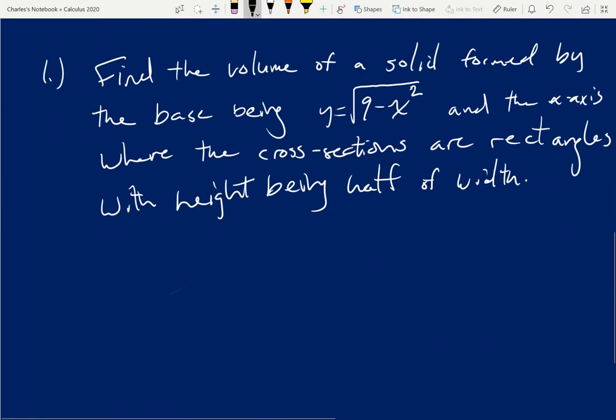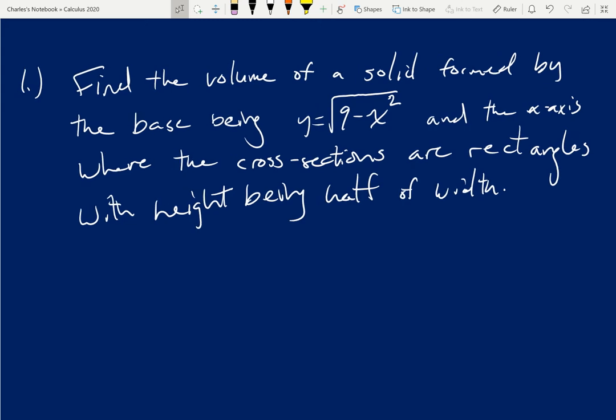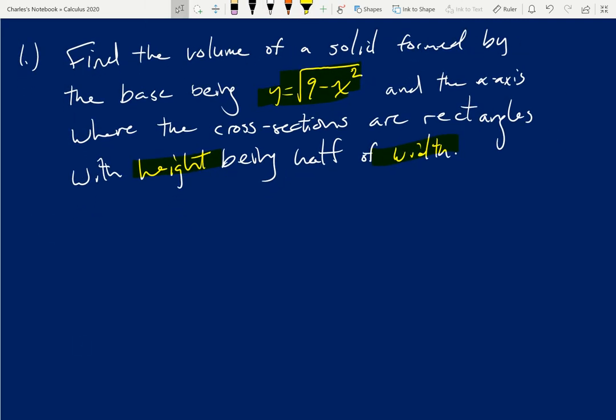I want to do one that I wrote, which I think is somewhat common for these ones. Find the volume of a solid formed by the base being y equals the square root of 9 minus x squared in the x-axis, where the cross sections are rectangles with height being half of the width. All right, so what does that mean? I'm going to show you what that means.